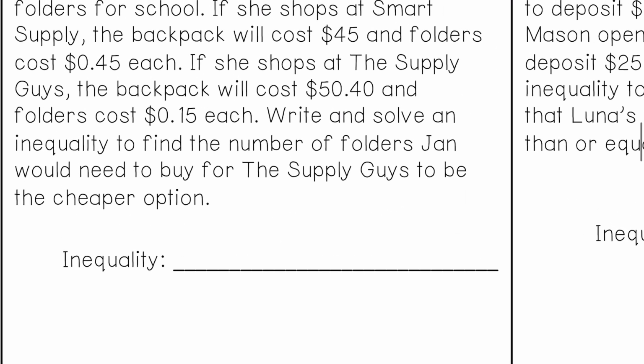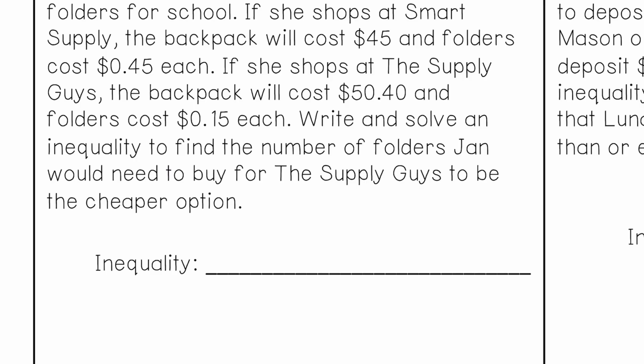Okay, so Jan needs to buy a backpack and several folders for school. If she shops at Smart Supply, the backpack costs about $45. Folders are 45 cents each. If she shops at the Supply Guys, backpacks are $50.40, and folders cost around 15 cents each. Write and solve an inequality to find the number of folders Jan will need to buy for the Supply Guys to be the cheaper option. Okay, so let's take a look.